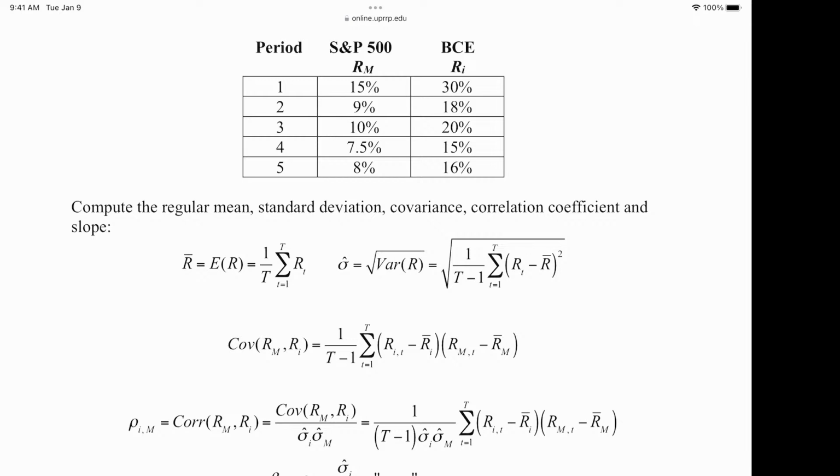Just making sure, Professor, question. The first one is E is expected and R is its return. So the R bar, E stands for expected, and the R would be the return. Yeah, so it's just the average. You just add them up and divide by how many there are, T for time. And then the standard deviation is sigma hat, so it's the square root of the variance.